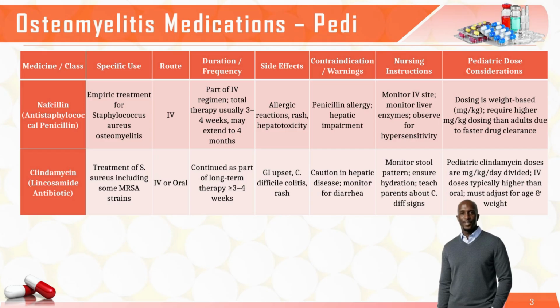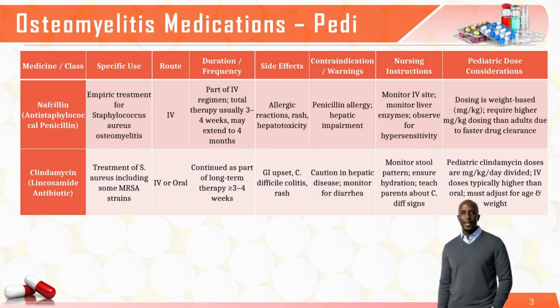Now let's begin with pediatric osteomyelitis, a condition that requires rapid and targeted antimicrobial therapy. Each medication we use has a specific role depending on the suspected organism and severity. We start with Nafcillin, an anti-staphylococcal penicillin used as empiric therapy for Staphylococcus aureus. Because it's IV, it's part of the early intensive treatment that usually lasts 3 to 4 weeks.